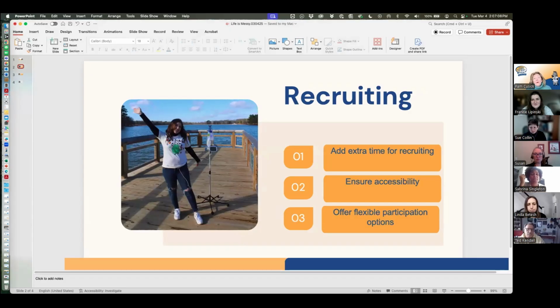So first of all, when recruiting patients, make sure you add extra time, both for the recruit and for the research itself. Patients are sick. They're caring for people who are sick. They may have a flare. They may have been rushed to the hospital.